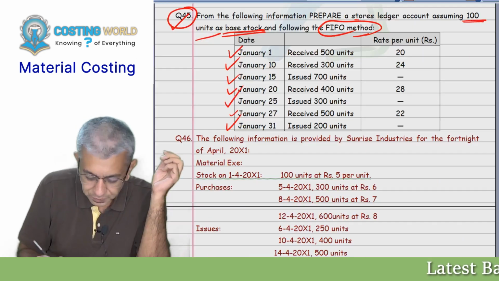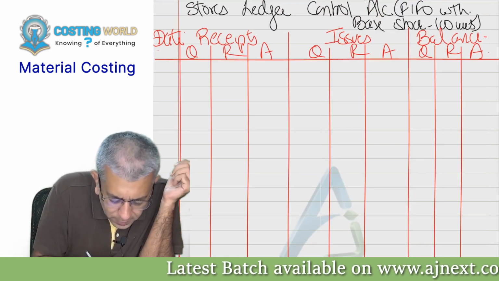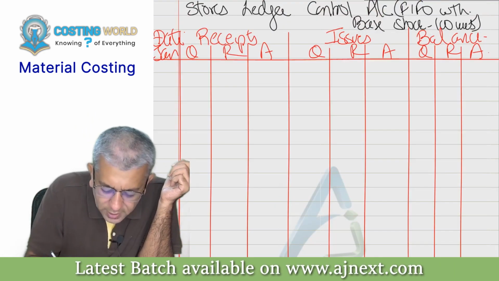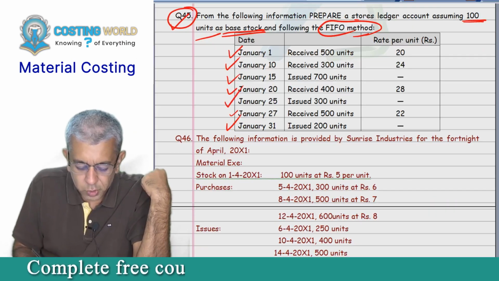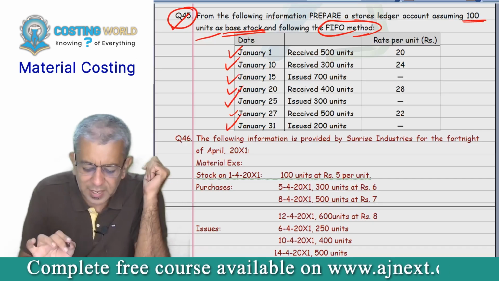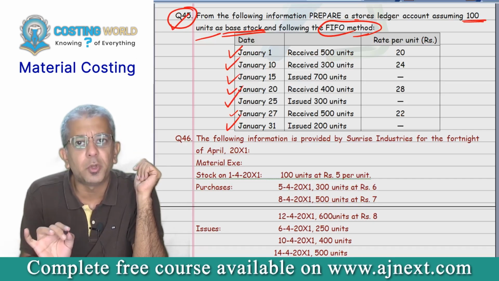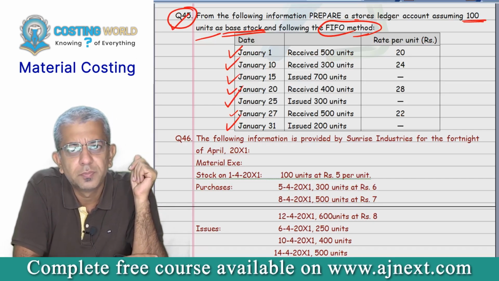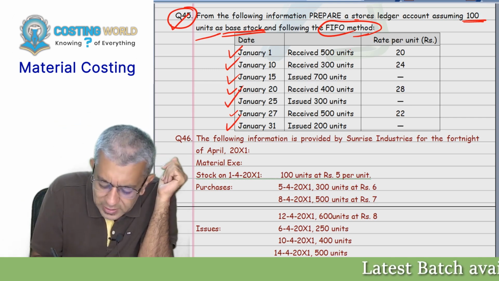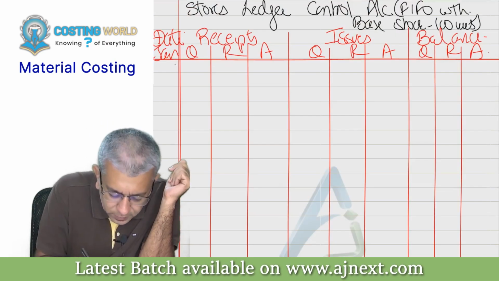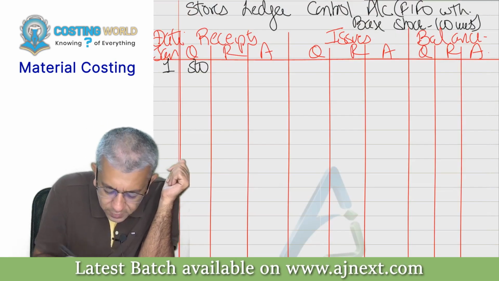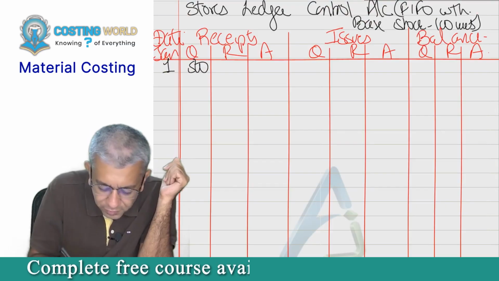Let's start. Listen. You all can write down a common month over here, Jan, because all the transactions are for the month of Jan only. Is there any opening stock that is given to you, beta? No. So then we'll directly start. Jan 1st received 500 units at the rate of 20.